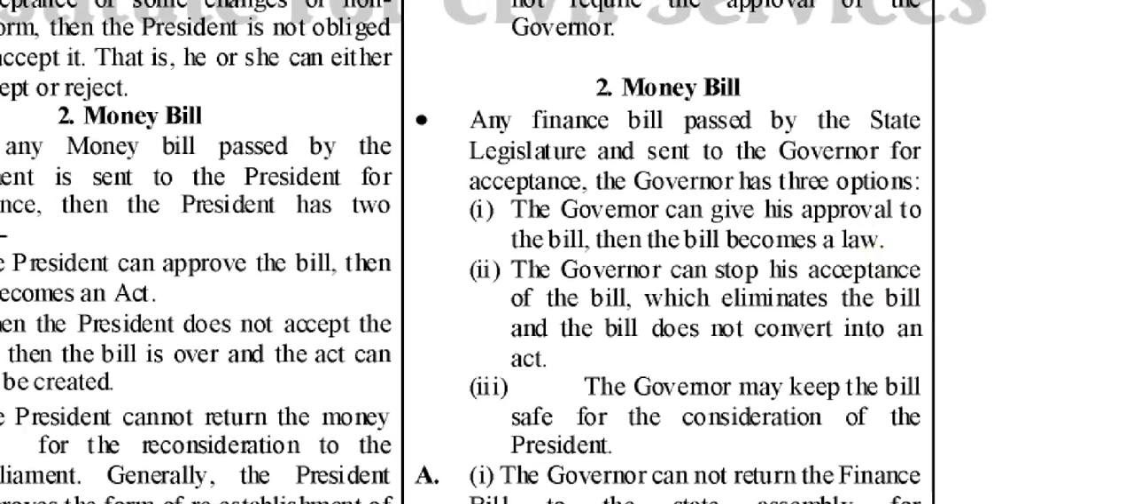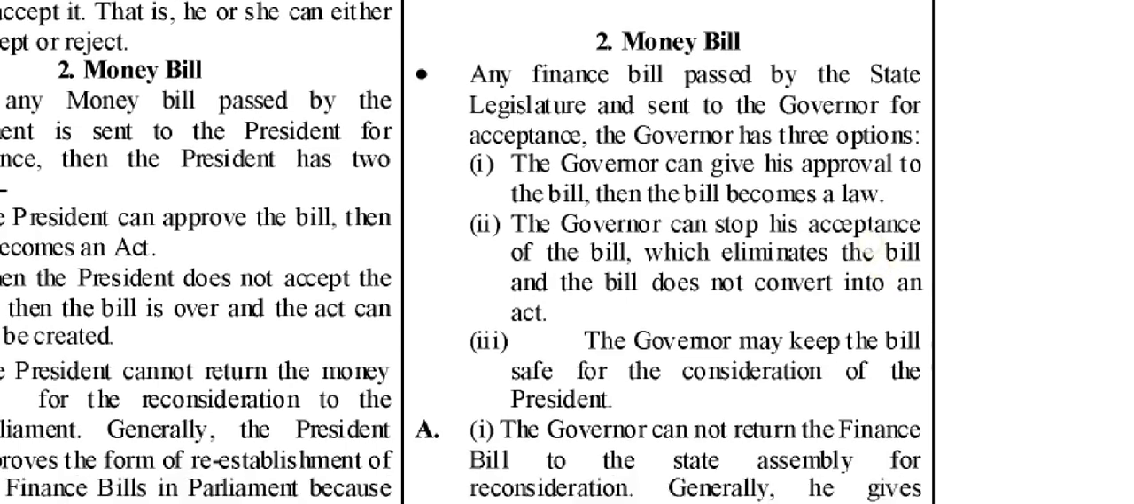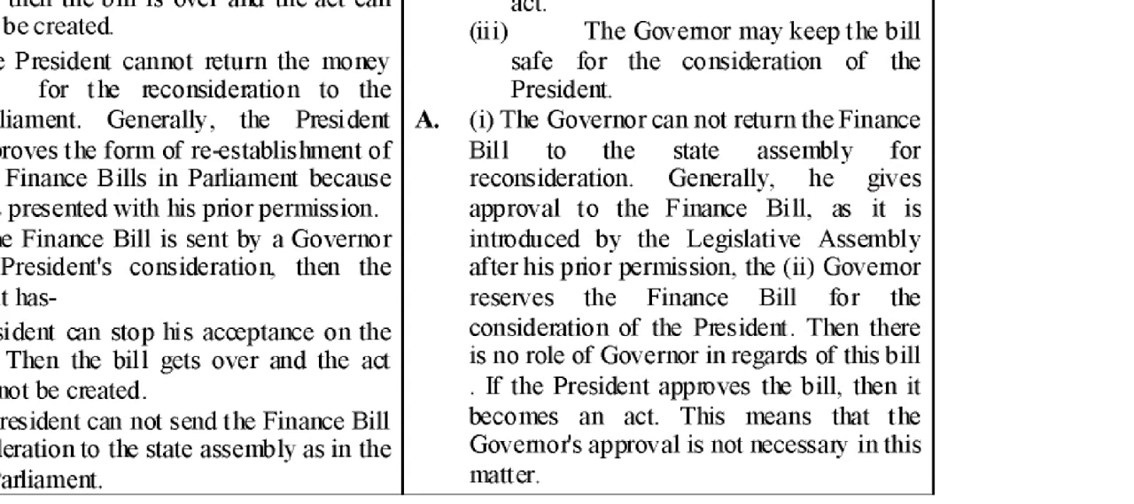Money bill. For any finance bill passed by the state legislature and sent to the Governor for acceptance, the Governor has three options. The Governor can give his approval to the bill, then the bill becomes a law. The Governor can withhold his acceptance of the bill, which eliminates the bill, and the bill does not convert into an Act. The Governor may reserve the bill for the consideration of the President. The Governor cannot return the finance bill to the state assembly for reconsideration, as it is introduced in the legislative assembly after his prior permission.